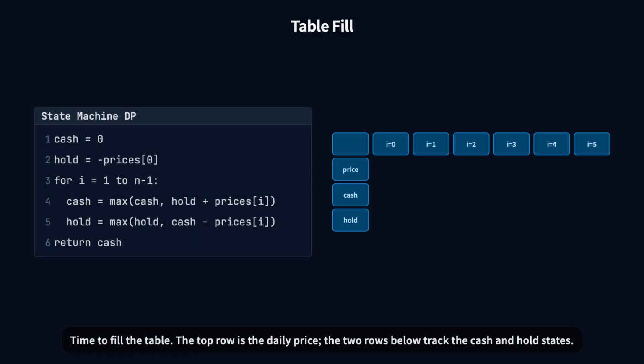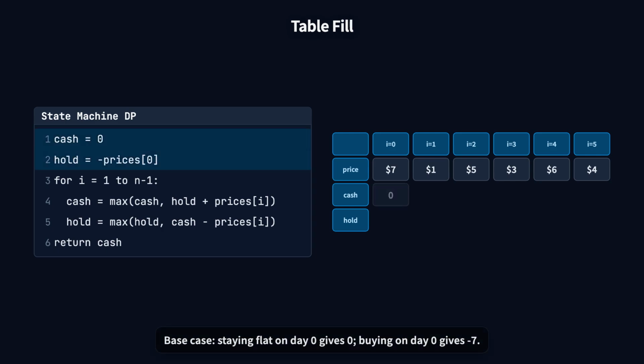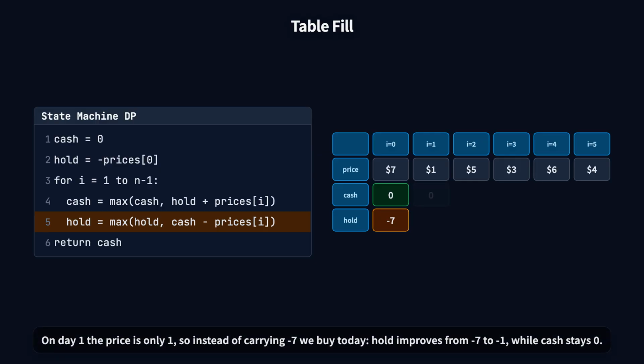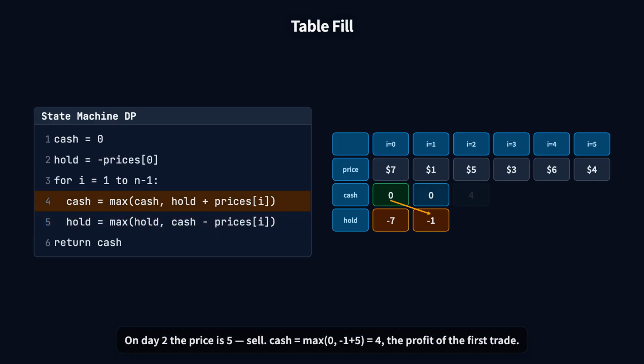Time to fill the table. The top row is the daily price. The two rows below track the cash and hold states. Base case: staying flat on day 0 gives 0, buying on day 0 gives -7. On day 1, the price is only 1, so instead of carrying -7, we buy today. Hold improves from -7 to -1, while cash stays 0. On day 2, the price is 5. Sell, cash equals max(0, -1 + 5) = 4, the profit of the first trade.